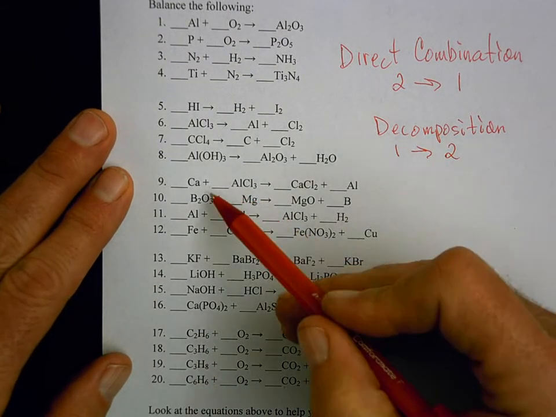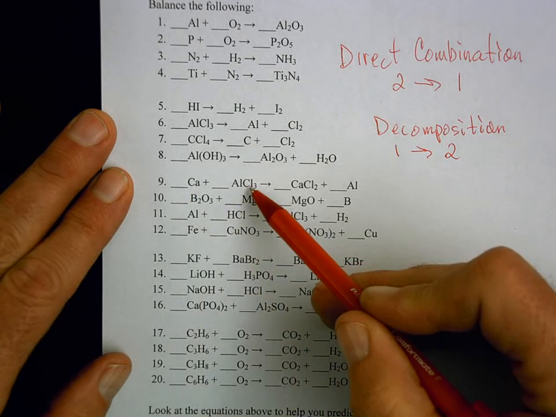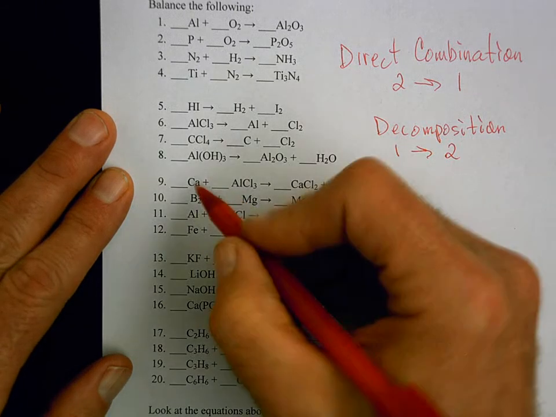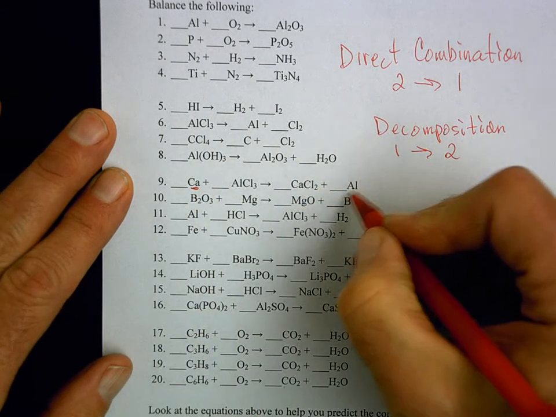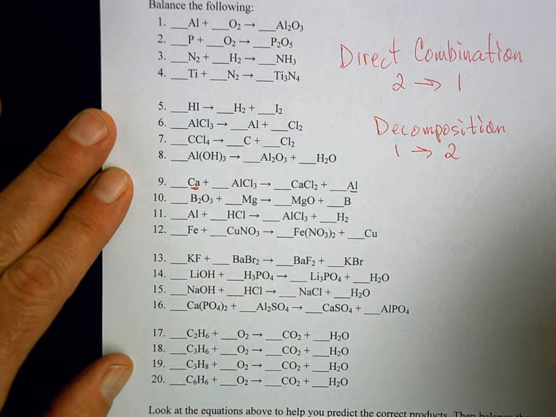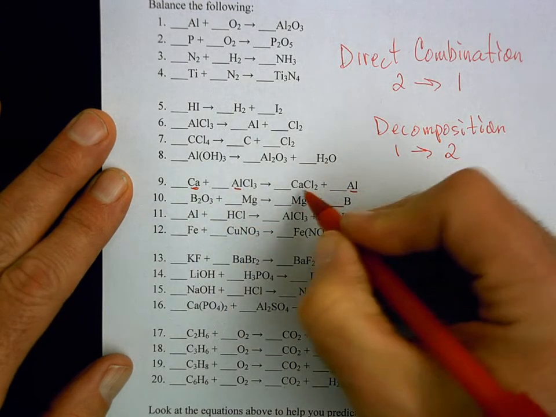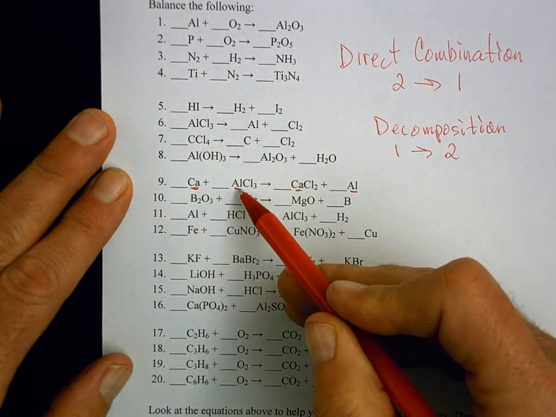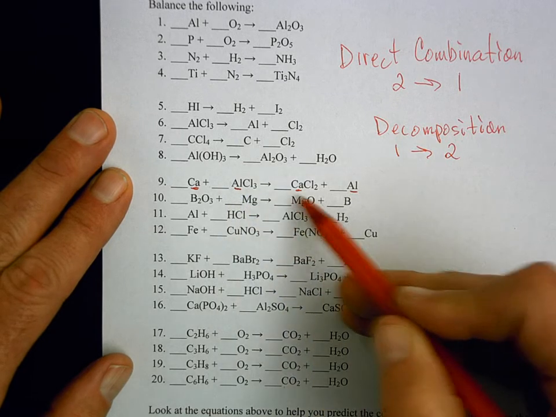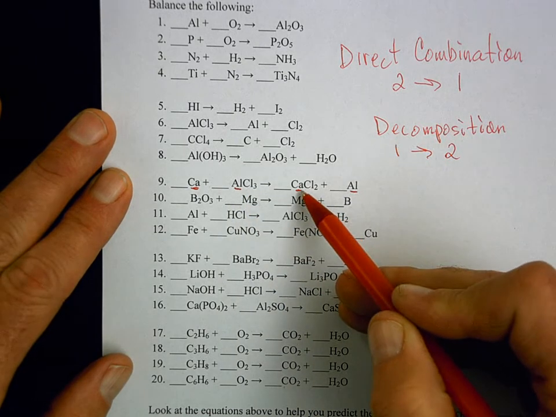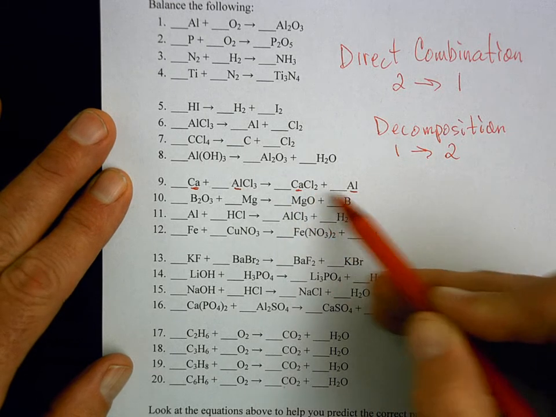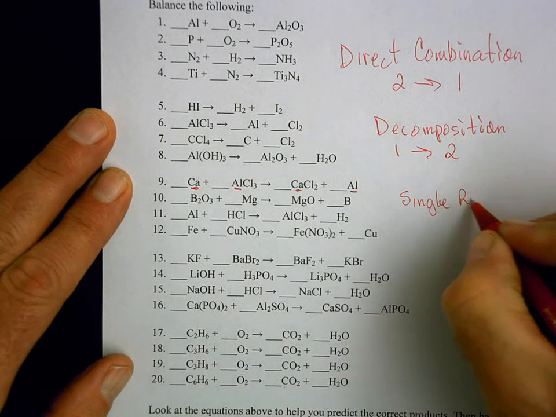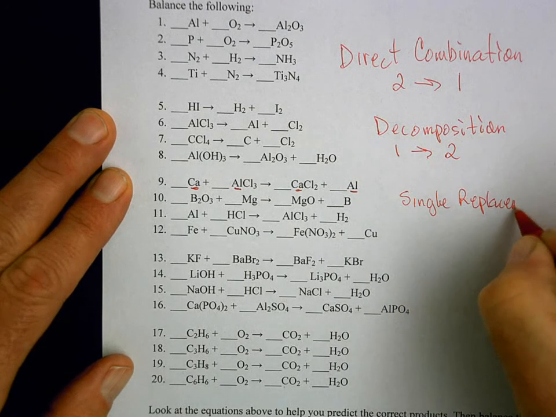the pattern that I see here is I have an element and a compound, and then another compound and an element. But what's actually happened is that the elements that are by themselves have switched places in the compounds. So calcium was by itself, but it replaced the aluminum that was part of the compound. So the end result of this reaction, I now have calcium as part of the compound and aluminum that's by itself. These are called single replacements.